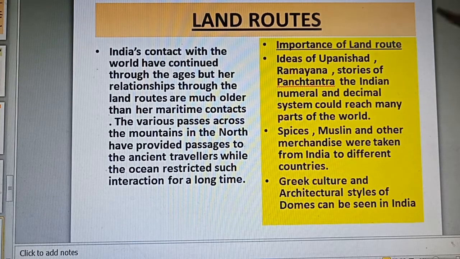The next topic, importance of land route. Ideas of Upanishad, Ramayana, stories of Panchatantra, the Indian numeral and decimal system could reach many parts of the world. Spices, muslin and other merchandise were taken from India to different countries. Greek culture and architectural styles of domes can be seen in India. So what we have studied, that India's land routes are older than the sea route.